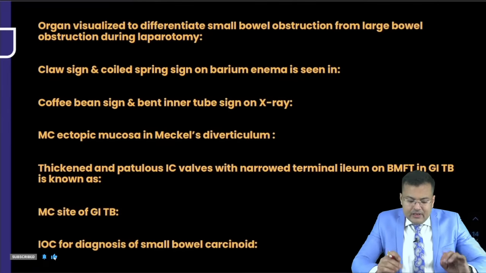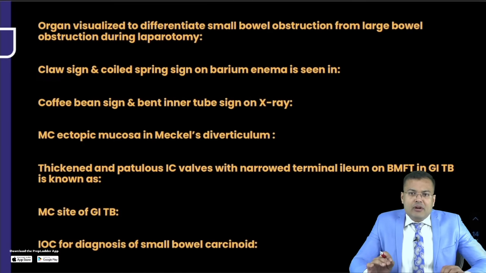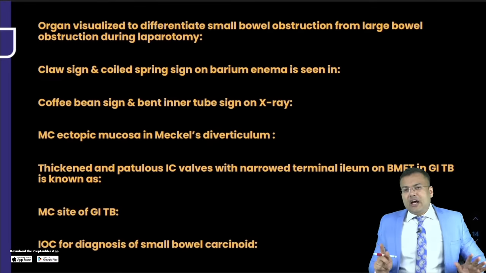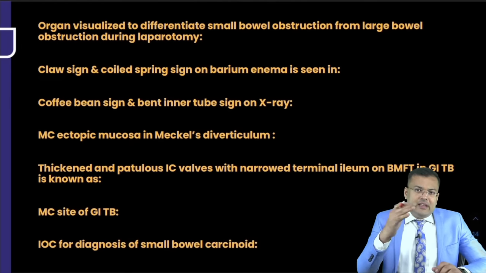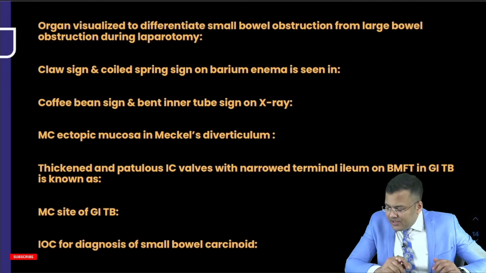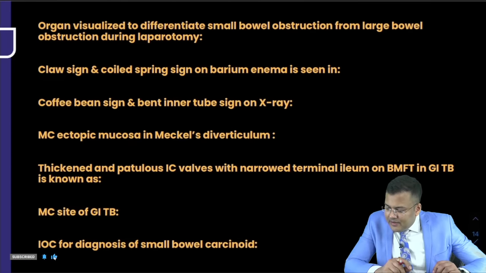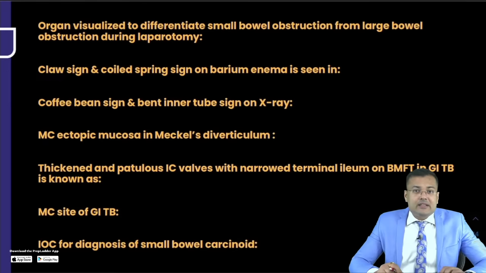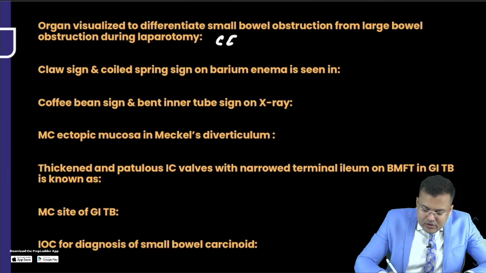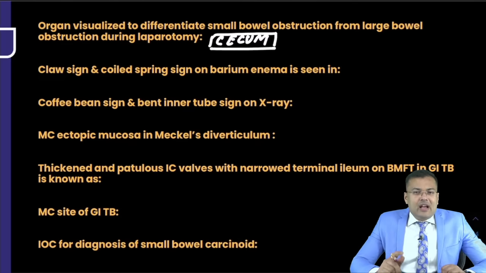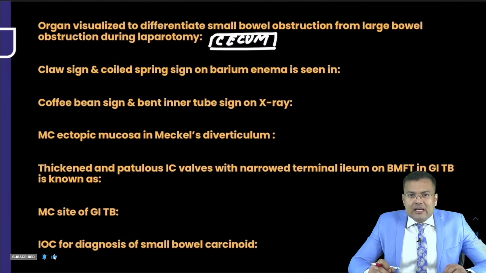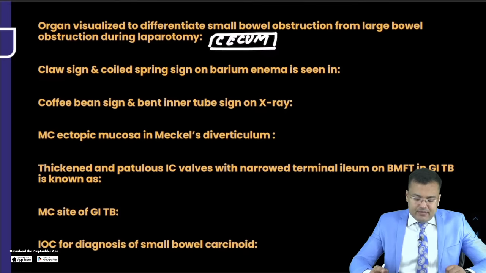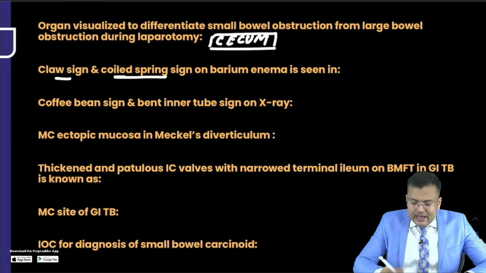Clear, guys? Next. Organ visualized to differentiate small bowel obstruction from large bowel obstruction during laparotomy. This was asked previously, again in the AIMS. During intestinal obstruction, we open the abdomen. Which organ can easily differentiate small bowel obstruction from large bowel obstruction? Very good, guys. It is cecum. Why cecum? Because if cecum is collapsed, it means there is obstruction proximal to cecum. Proximal to cecum means small intestinal obstruction. And if cecum is distended, it means obstruction is distal to cecum, means patient is having large bowel obstruction. So which organ you have to visualize first? Cecum.